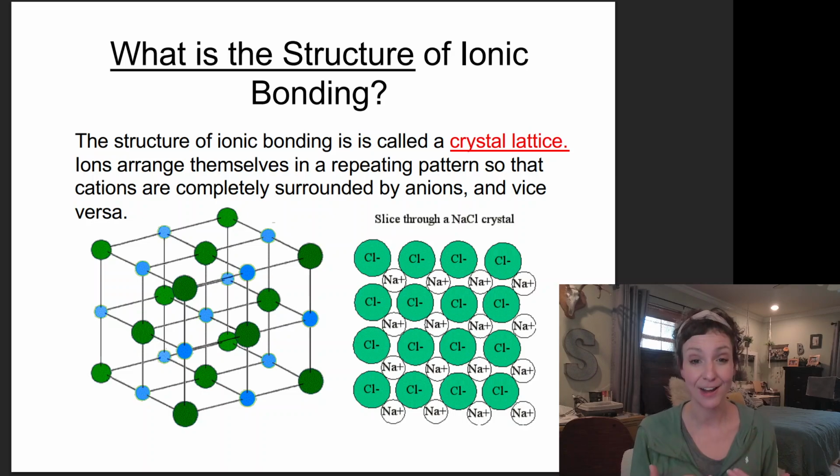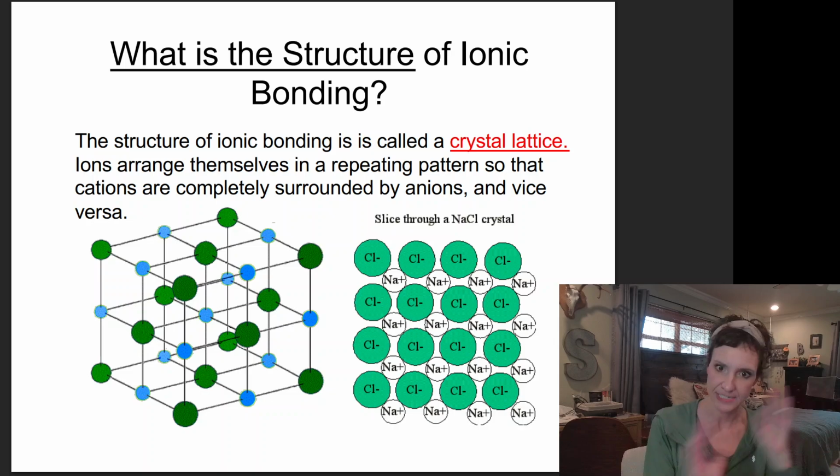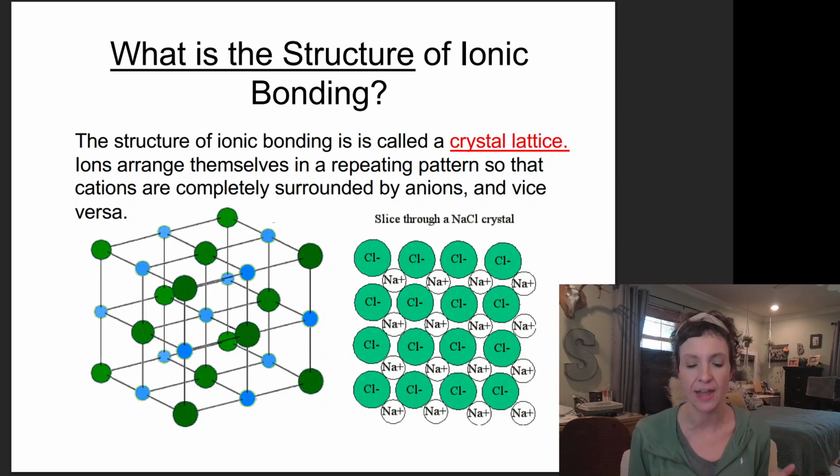The structure of ionic bonding is called a crystal lattice. So what a crystal lattice means is that these ions will arrange themselves in a repeating pattern so that your cations are completely surrounded by anions and vice versa. The reason for this is we know that like charges repel. So y'all, these chloride ions are not going to be next to any other negatively charged chloride ions, right? They're going to want to repel.